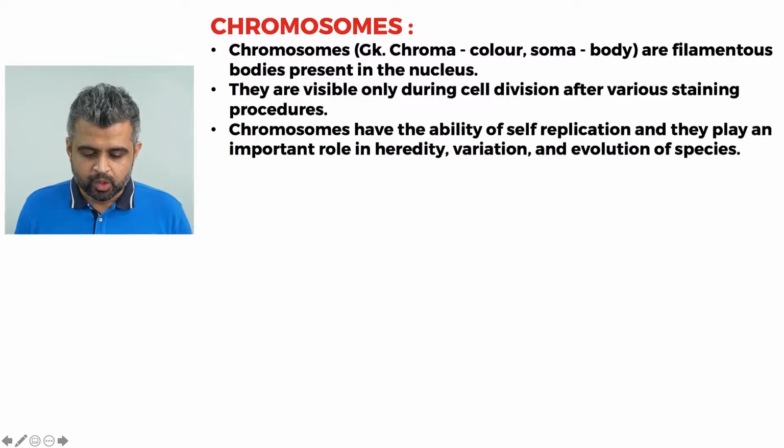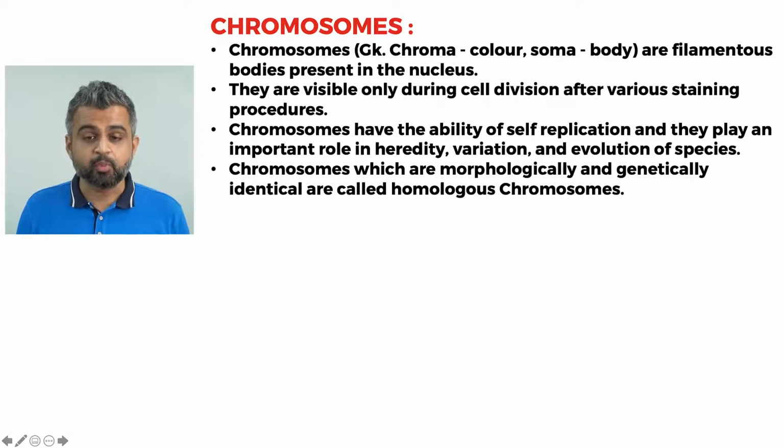Okay. Chromosomes have the ability of self-replication, meaning that they can make copies of themselves, and they play an important role in heredity, variation, and evolution of species. Chromosomes which are morphologically and genetically identical are called homologous chromosomes, and you know about this in great detail because we've done all of this in cell division. So homologous chromosomes are those which are going to be the same in their size, in their structure, in their centromere position, and in their gene locus. They will have similar genes, but the alleles may or may not be the same. So all of this is already discussed.